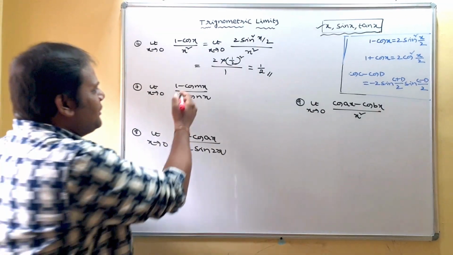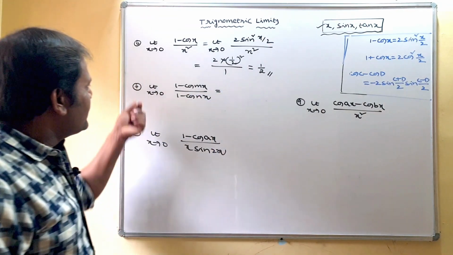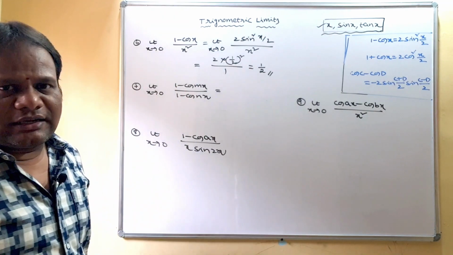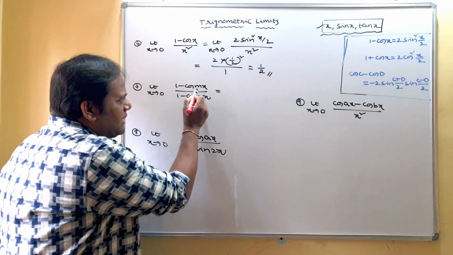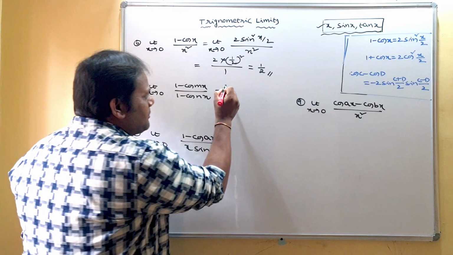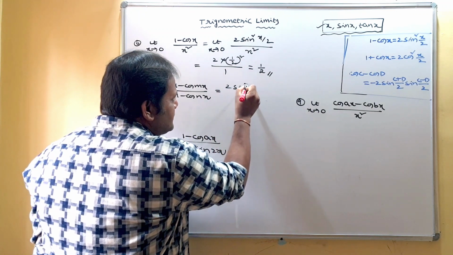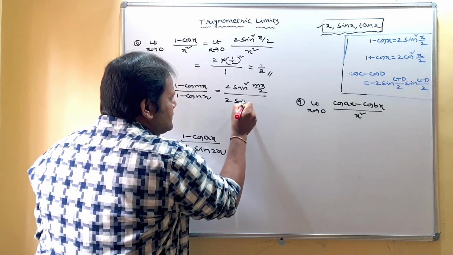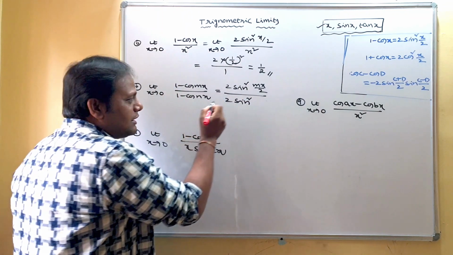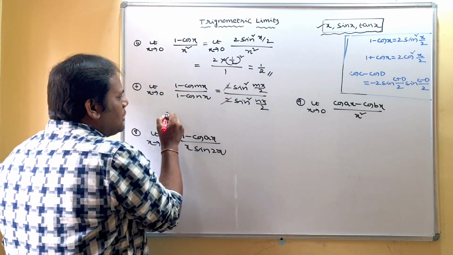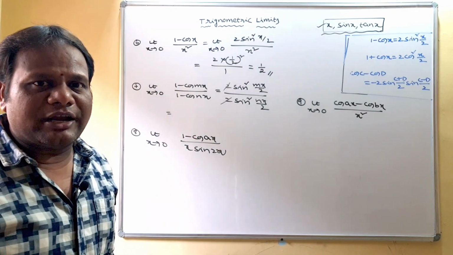Coming to this problem, see. Limit x tends to 0, (1 minus cos mx) by (1 minus cos nx). Is it like 1 minus cos theta? Yes, 1 minus cos theta. What is 1 minus cos theta? 2 sin square theta by 2. By 2 sin square, here it is also theta by 2, so nx by 2. Now just count how many x are there in both numerator and denominator.